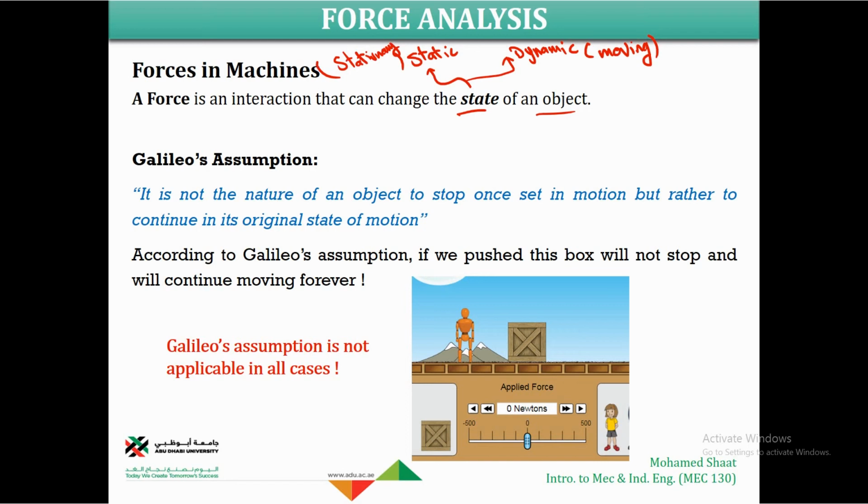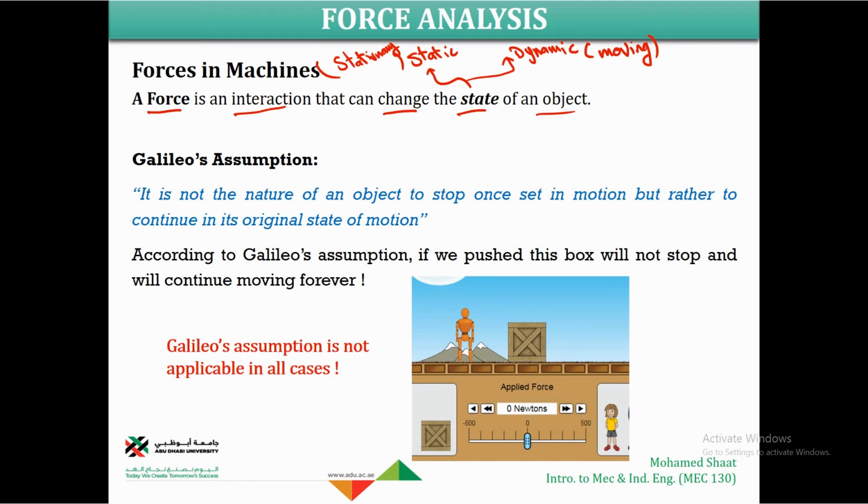Whether the object is stationary or moving, this is known as the state of the object. In order to change the state of this object from being stationary to movable, or from movable to stationary, you need a force. So the force is an interaction, or anything that is going to change the state of an object. It is a force. Very simple. This is what a force means.